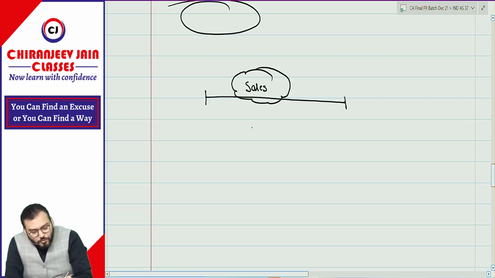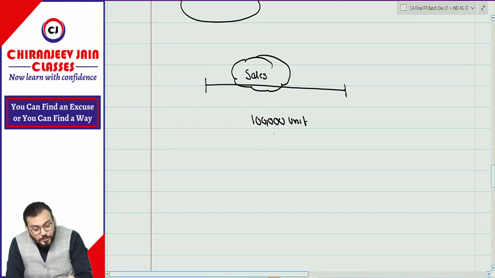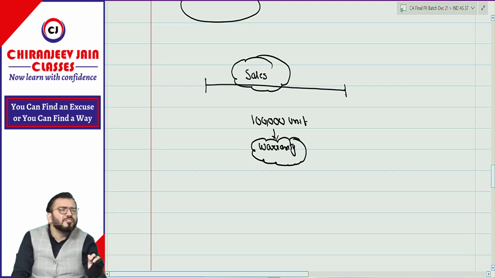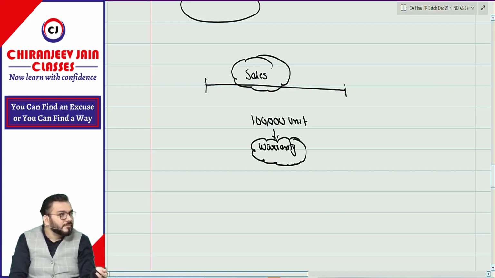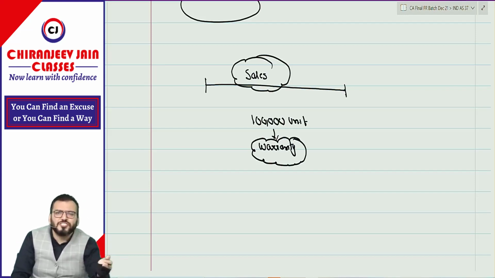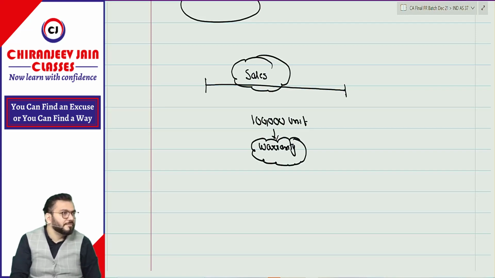Correct. Suppose 1 lakh units have been sold with warranty. Warranty means if any defect arises, a manufacturing defect, the item will be repaired or it can be replaced depending upon the circumstances, if the defect is found within 6 months or within 1 year from the date of sale.